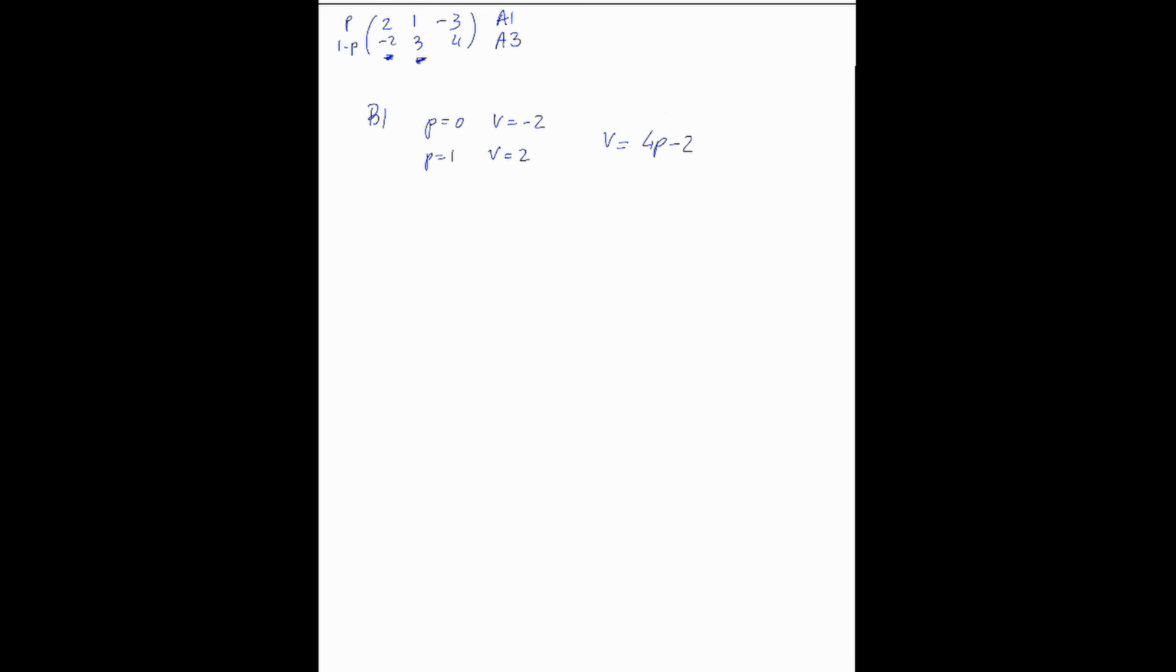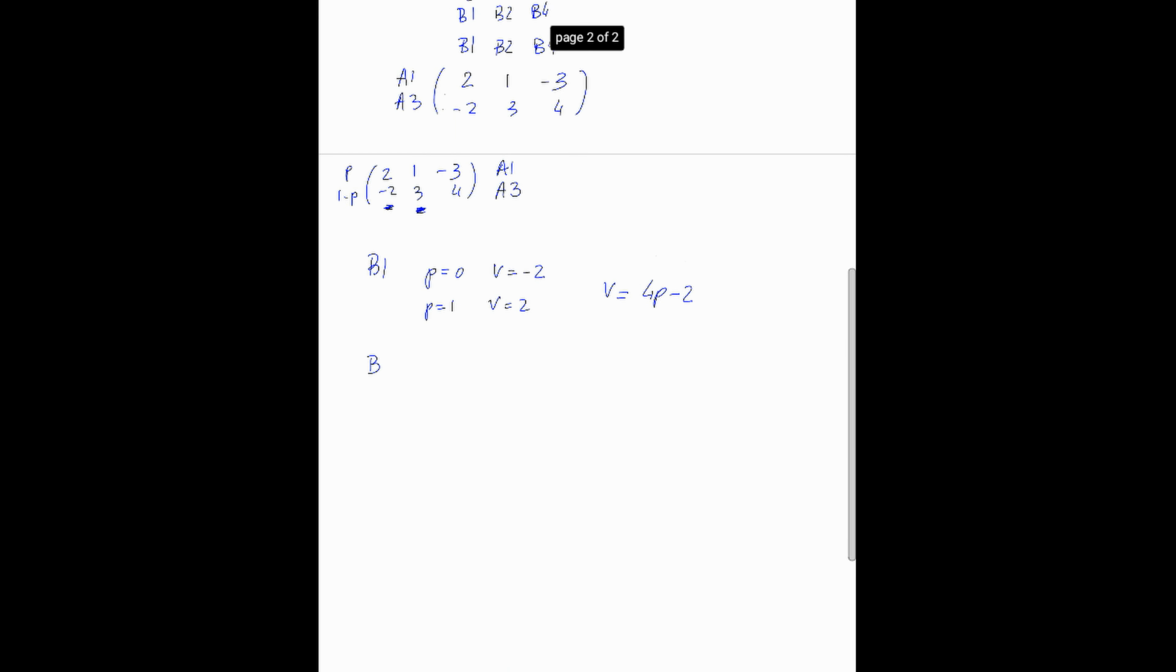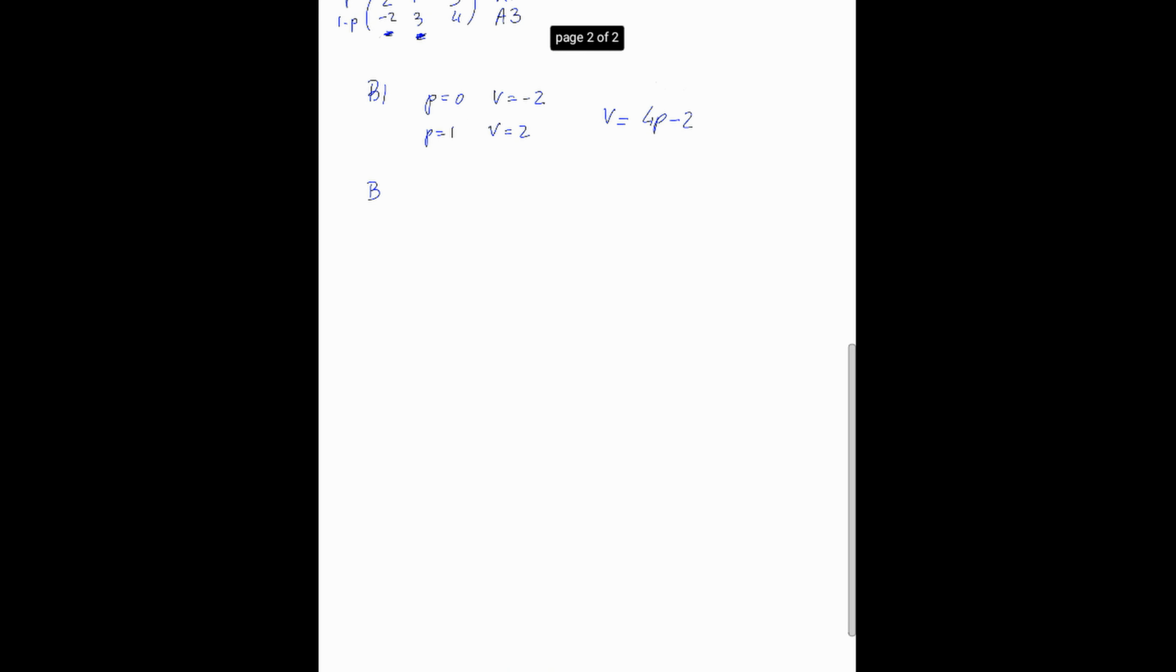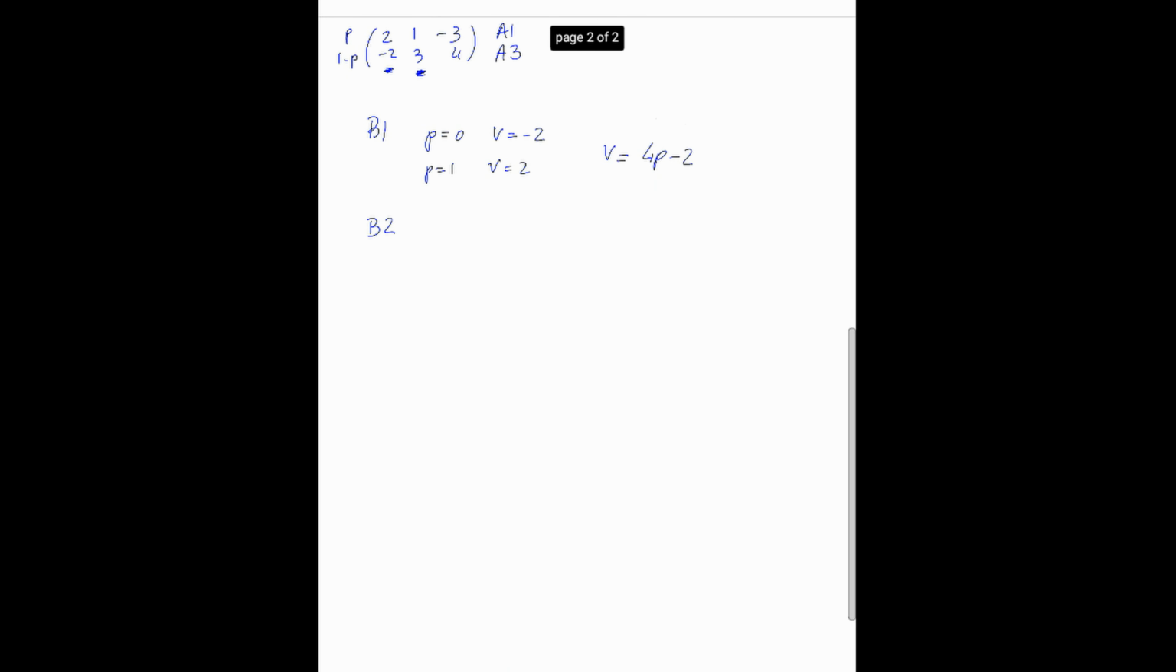If B chooses this second option, which was B2, then if P is 0, the upper one is not being played, only the second one, so the value is 3. If P is 1, the value is 1, and this line is given by 3 minus 2P. In the case of B4, if P is 0, A1 is not played, so the value is 4. If P is 1, the value is -3, and the value of the game is 4 minus 7P. Which option to choose?